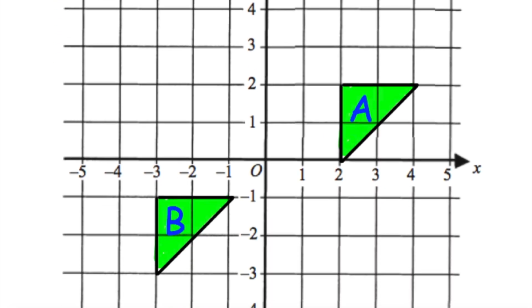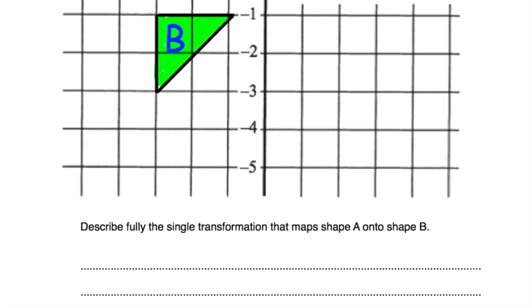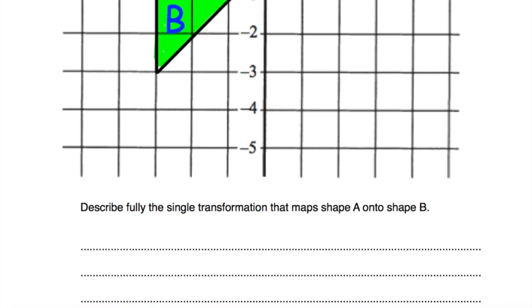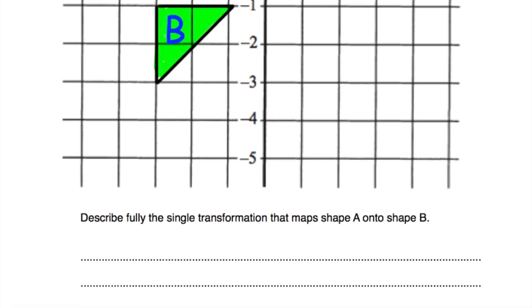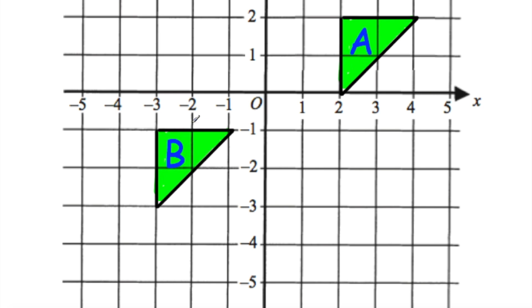Okay, question number 15, we've got these two right angle triangles, A and B on the grid, and we've been asked to describe fully the single transformation that maps shape A onto shape B. So how do we move from shape A to shape B?